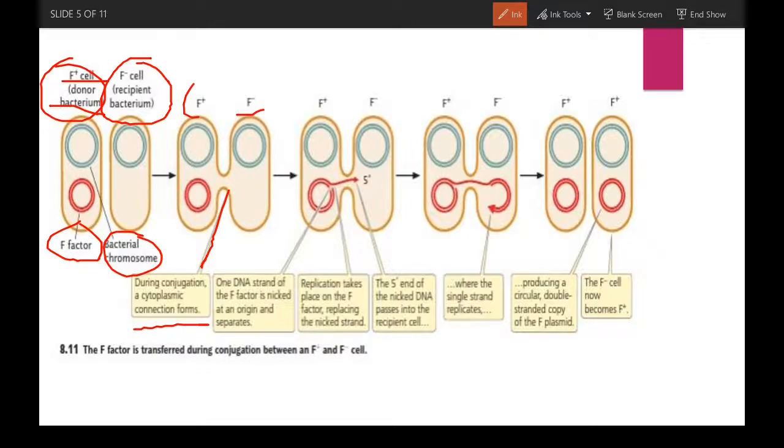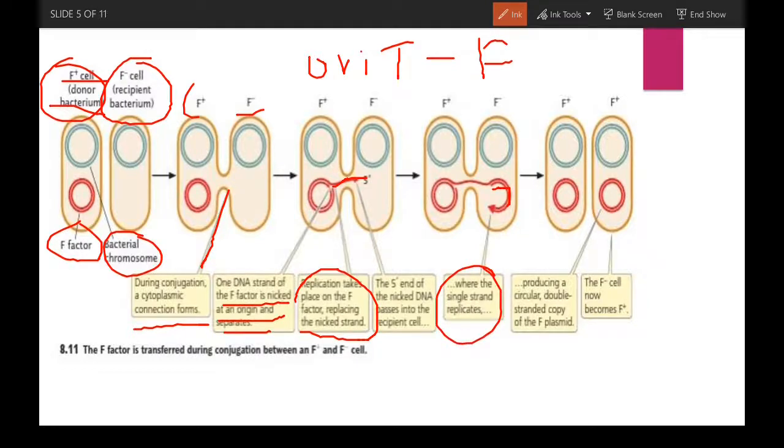Then one DNA strand of the F factor is nicked at an origin and separates. So here from oriT, an origin site on the F factor, the DNA is nicked and it starts to move into the F minus cell through the sex pili. Now replication takes place on the F factor, replacing the nicked strand. After it has been transferred here, the replication starts. After the single strand replicates, it produces a circular double-stranded copy of the F plasmid.